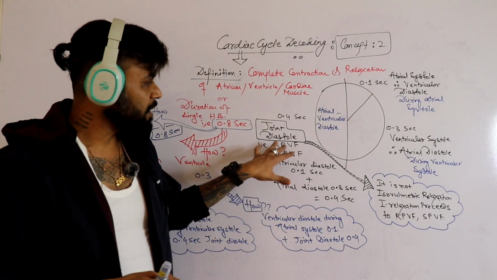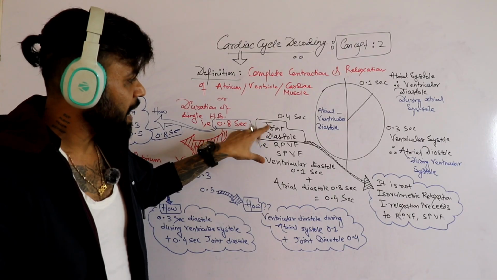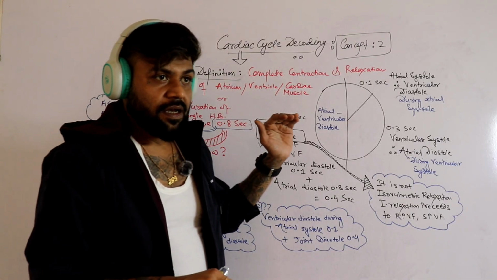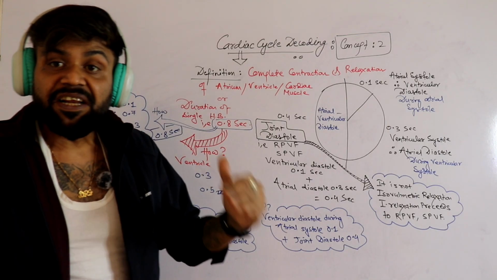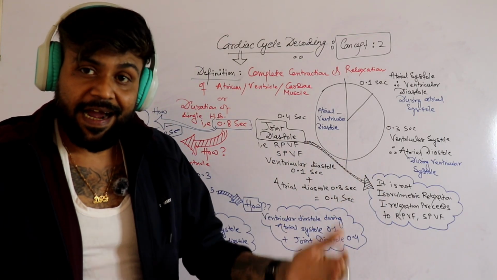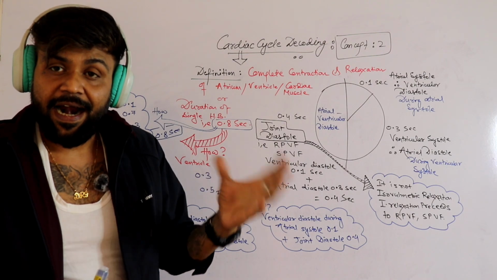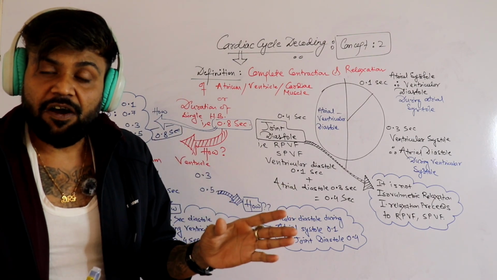But over here, why are we not calling joint diastole isovolumetric relaxation? The reason is, isovolumetric relaxation precedes. After that, what happens? Rapid passive filling of the ventricle and slow passive filling of the ventricle.